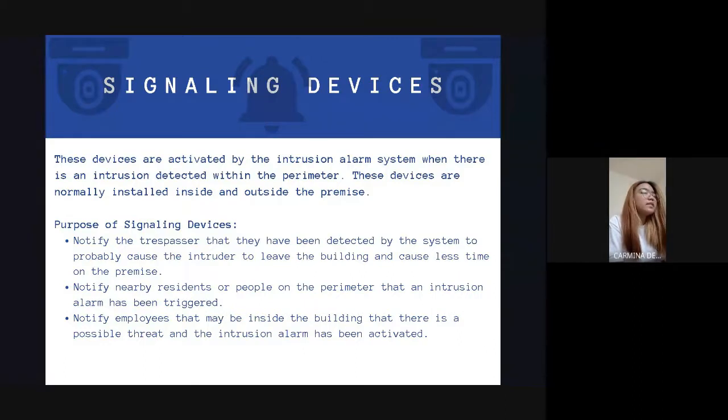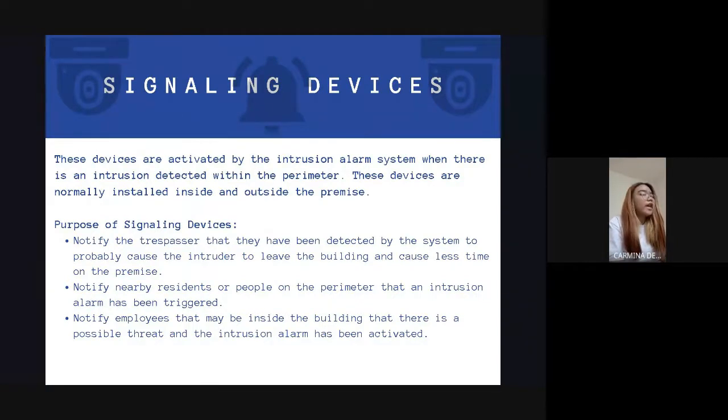These devices are activated by the intrusion alarm system when an intrusion is detected within the perimeter. They are normally installed inside and outside the premises. There are three purposes why signaling devices are essential. First is to notify the trespasser that they have been detected by the system, to probably cause the intruder to leave the building and spend less time on the premises.